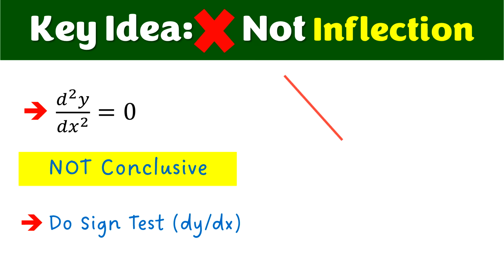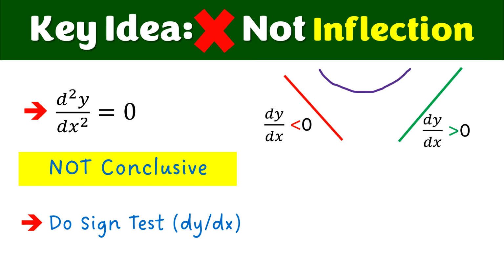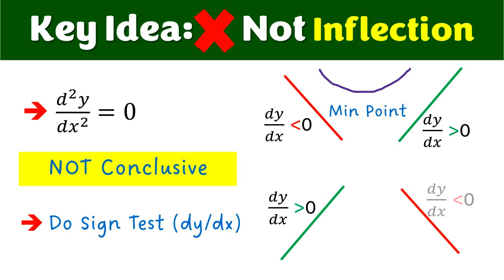But the moment you see that the sign changes, in this case from negative to positive, you will see that we actually get a minimum turning point. Similarly, if the sign changes from positive to negative, you will see that we actually have a maximum turning point. So it is quite clear that it will not be a point of inflection.